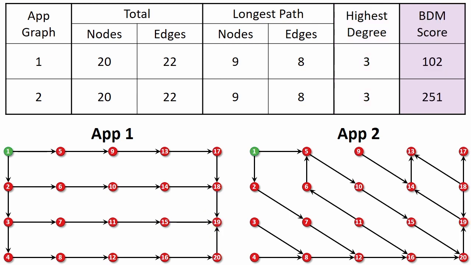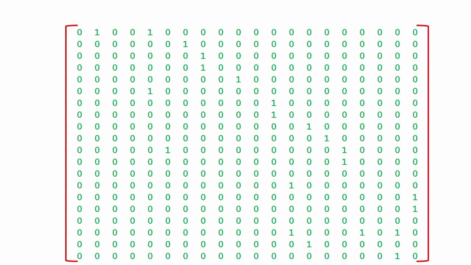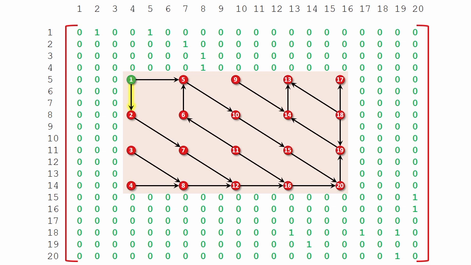However, when we use the block decomposition method equation to compute complexity scores for each graph, we see that app2 is nearly 250% more complex than app1. To compute a BDM score, we need to convert a directed graph like this into a sparse binary adjacency matrix like this, where the value in row I, column J, equals 1 only if there's an edge from node I to node J. For example, since there's an edge from node 1 to node 2, we turn on the bit in row 1, column 2.